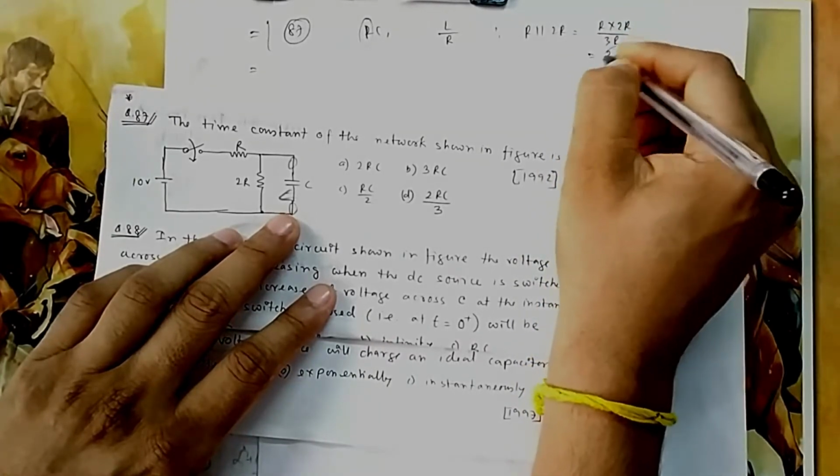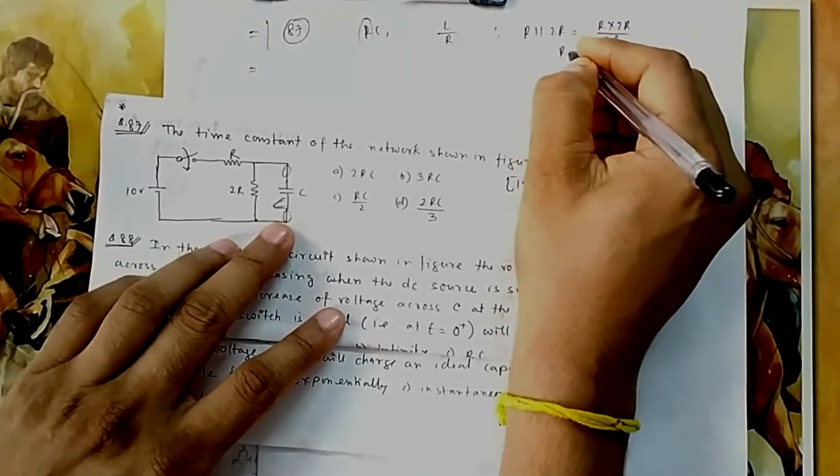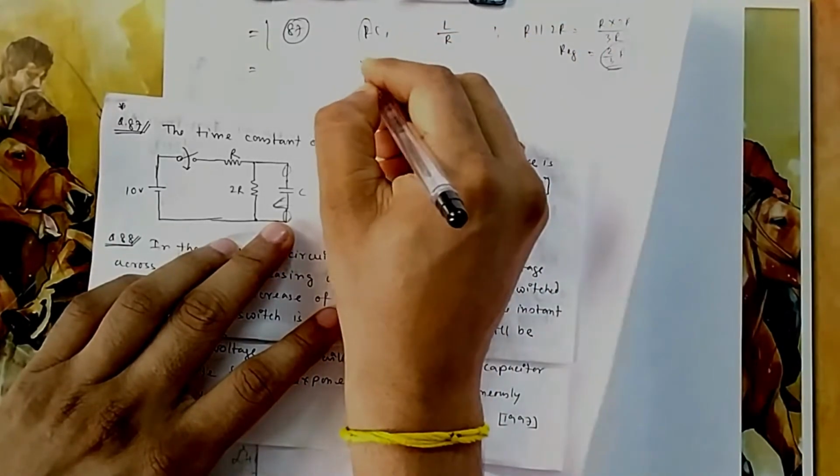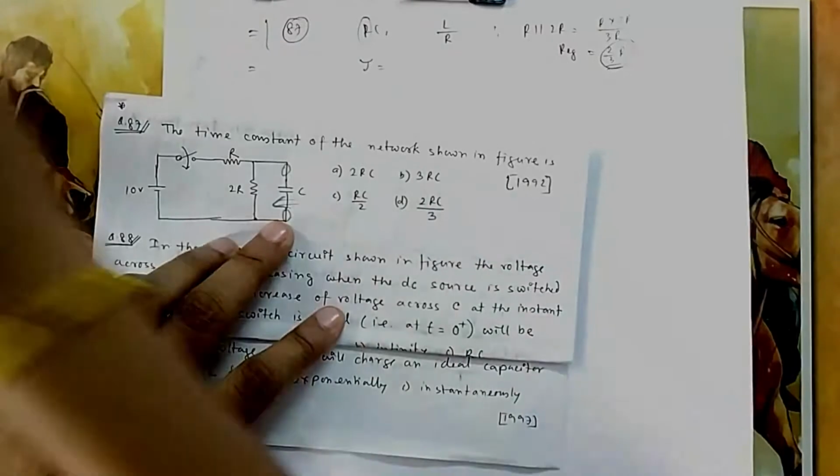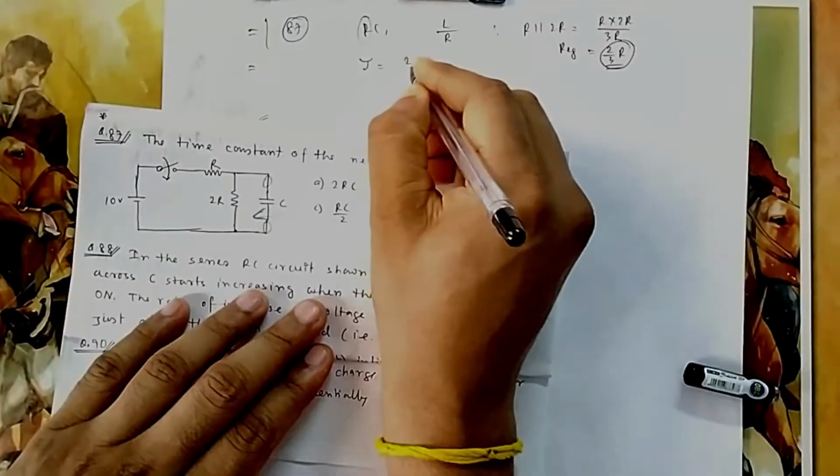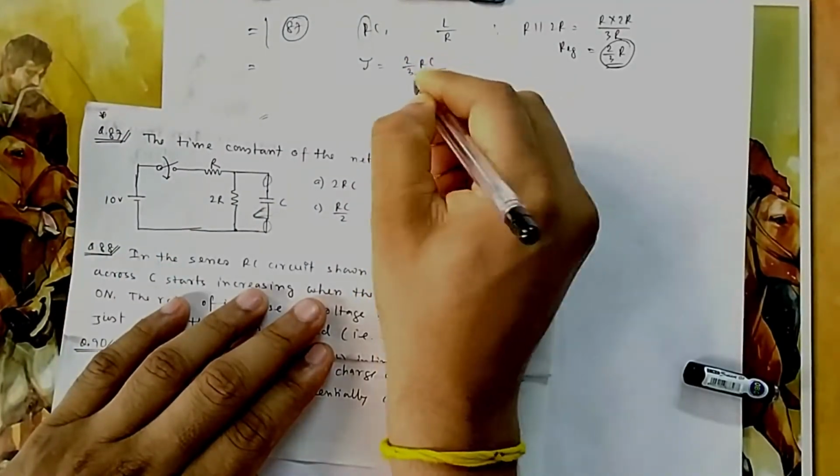So now you have this one. This is your R equivalent, that is seen through this one. So your time constant tau will be equal to RC, and that RC will be equal to 2 by 3 R then C, which is your option.